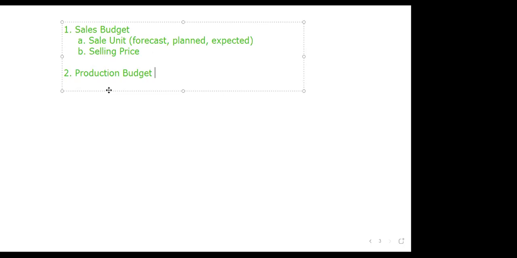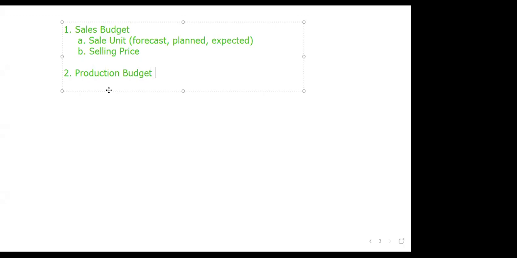Okay, so production budget. If organizations want to sell a certain quantity, how many quantities would they also have to produce? Since the market is ready to buy 2, produce 2. That's all, right? If the market is ready to buy 2, produce 2.